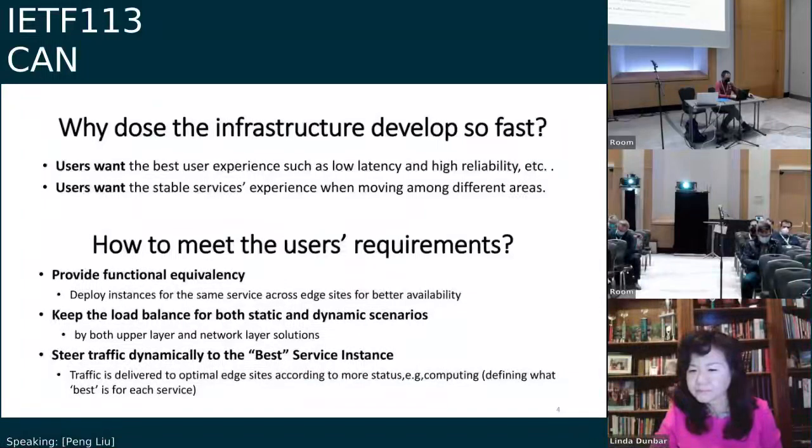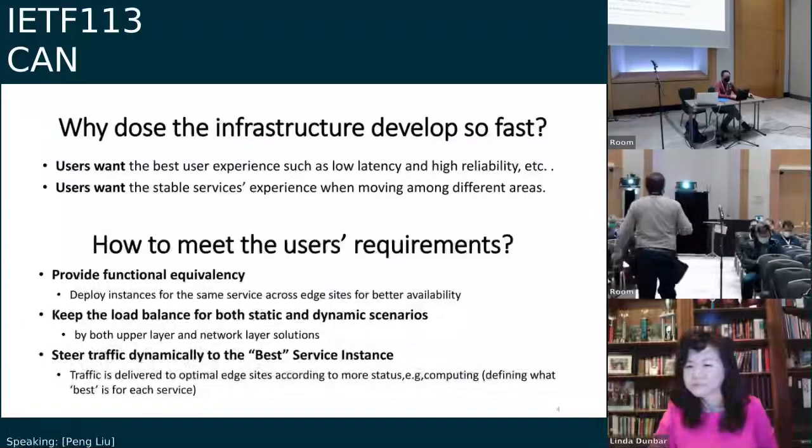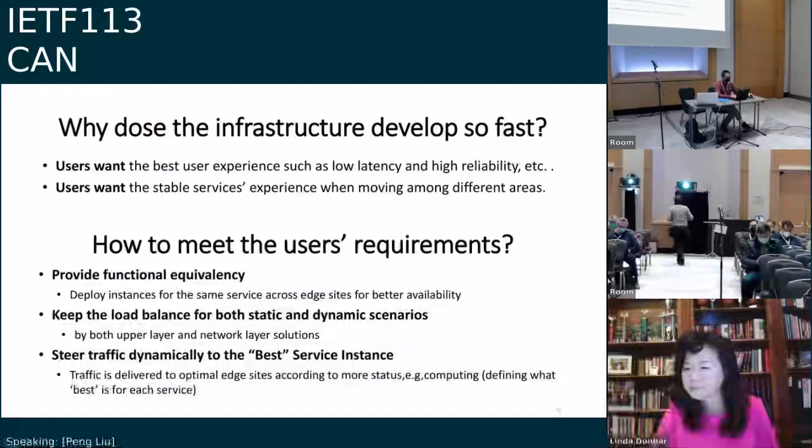We summarize 3 points. First one is to provide functional equivalency by deploying instances of the same service across edge sites for better availability. And then keep the load balance for both static and dynamic scenarios, by both upper layer and network layer solutions. As we know, there are some load balancing or traffic engineering for computing and network demand, but only for each of them. And the third one is to steer traffic dynamically to the best service instance.